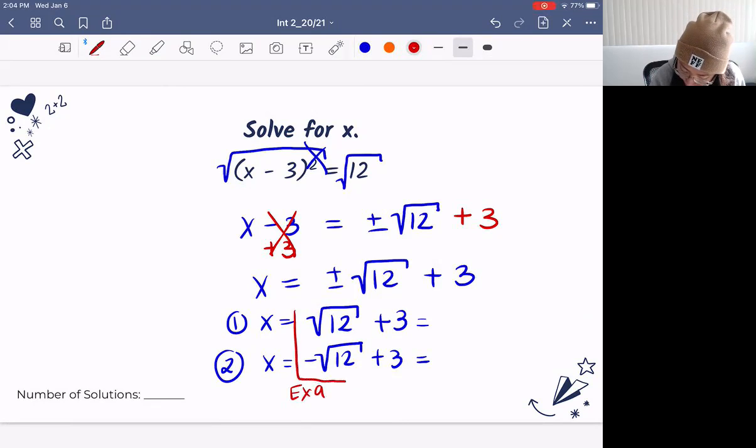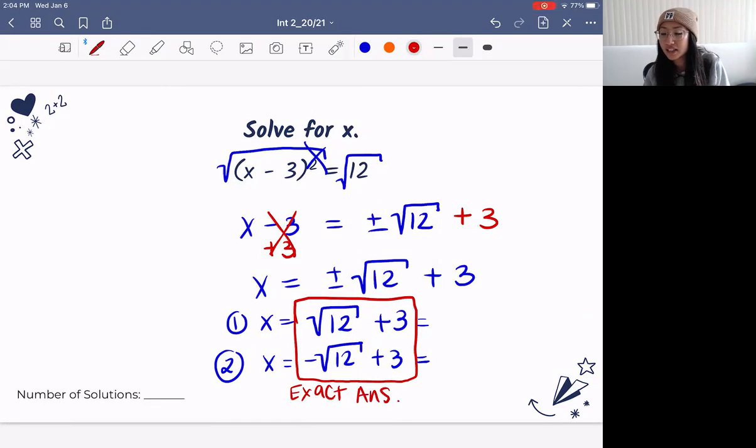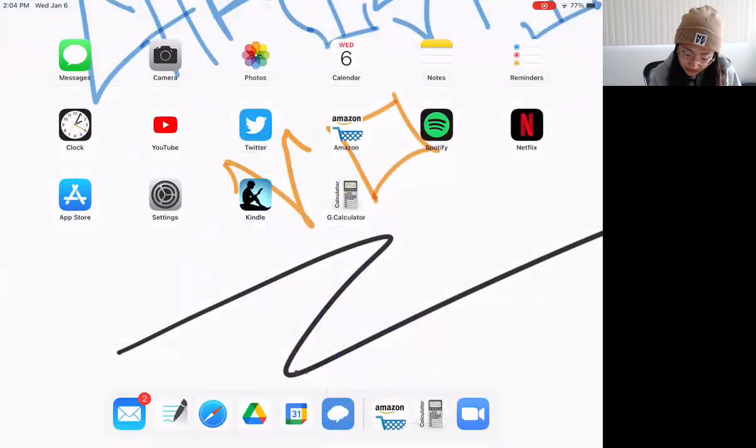So I'm going to just box this up. This here is my exact answer because I have not put it in the calculator and gotten some decimal answers. Once you put it in the calculator, that's when you call it the approximate answer, because then you're rounding at that point. So I'm going to throw these into the calculator so you guys can see.